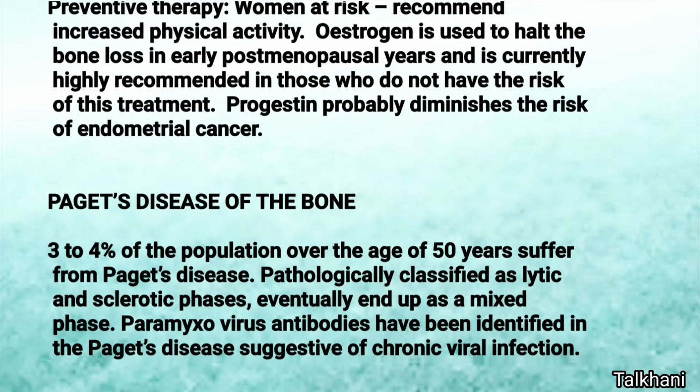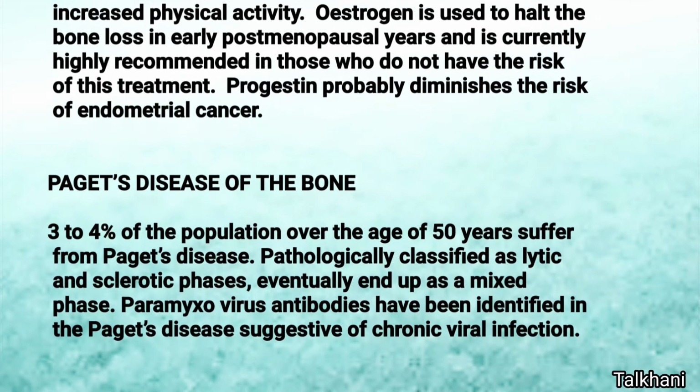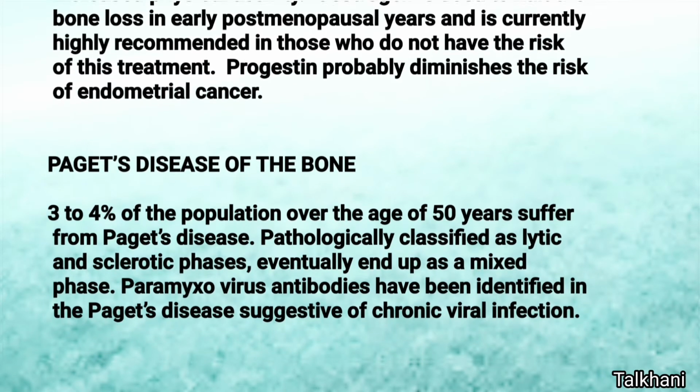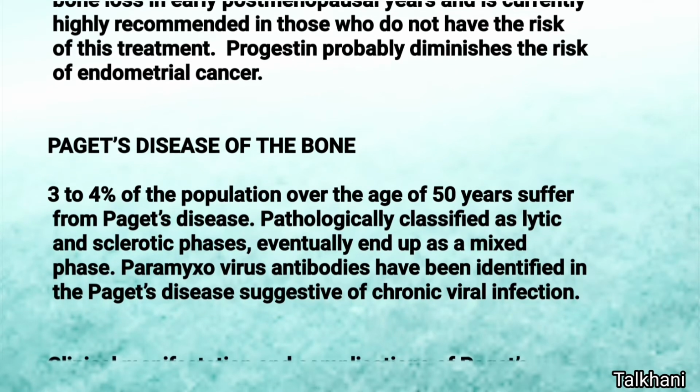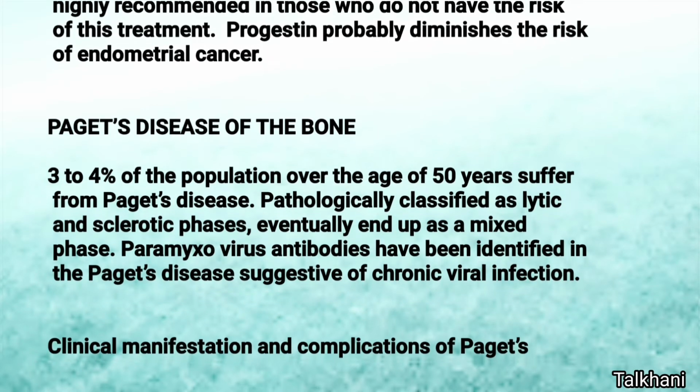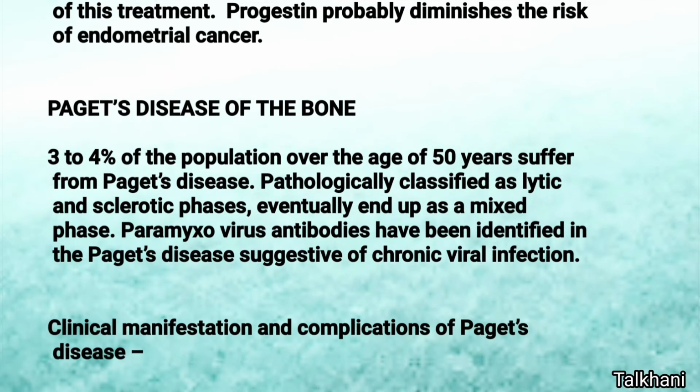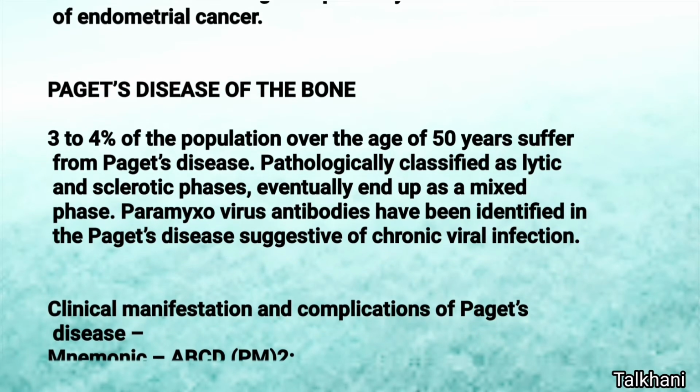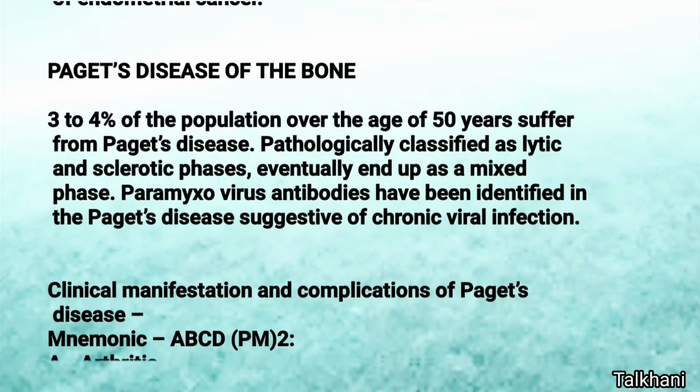A for arthritis, B for blood flow problems, C for cranial nerves, D for deformity, first P for pain, second P for pseudoarthrosis, first M for metabolic complications, and second M for malignant transformation.